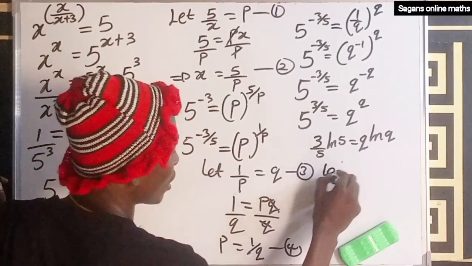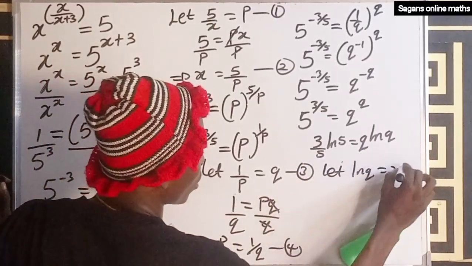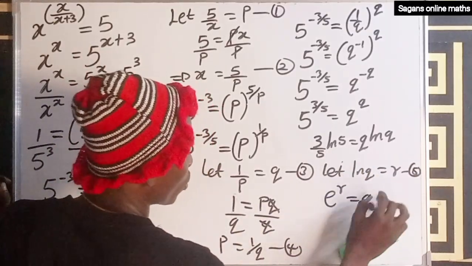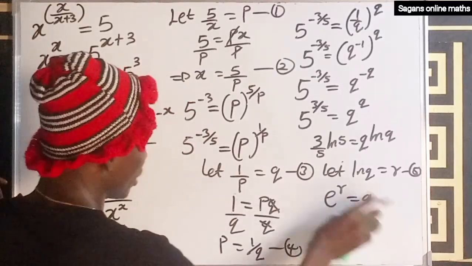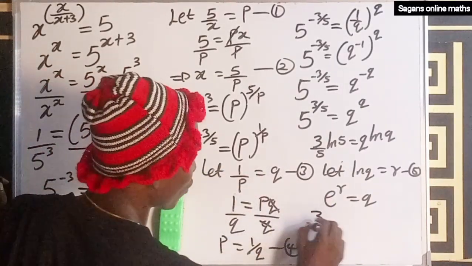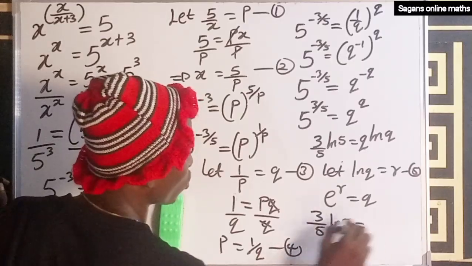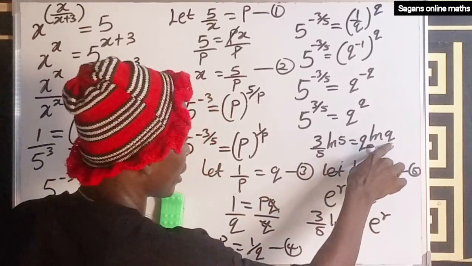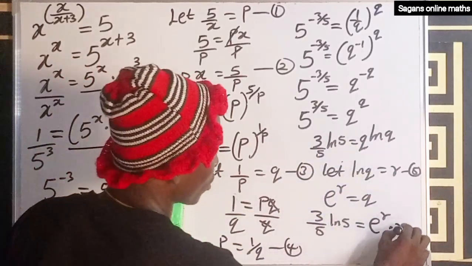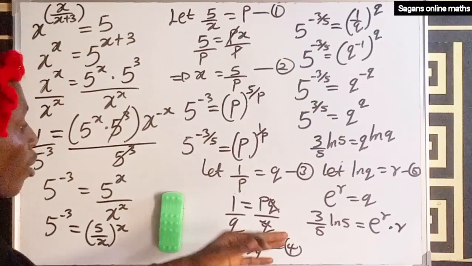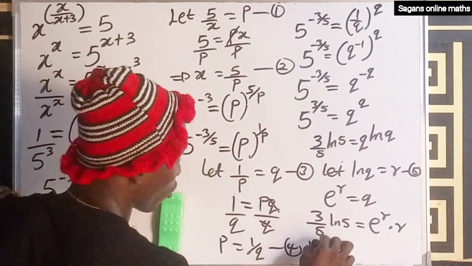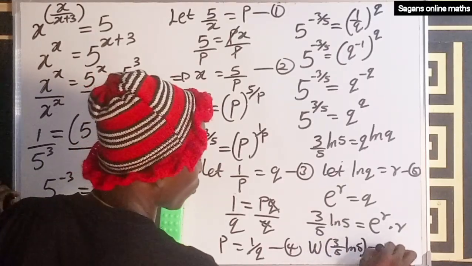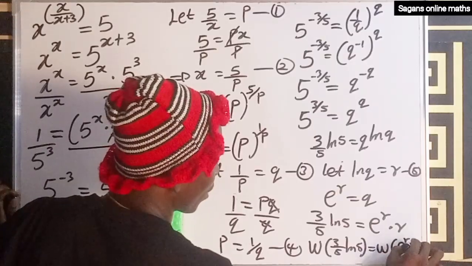So that means if I let ln q equal arrow, I can call this equation 5. So that means e raised to the power of arrow equals Q. Right? So I want to put this in this equation. So I want to add that 3 divided by 5 ln 5 equals, look at q. So q is e raised to the power of arrow, and ln q is arrow. So this is multiplied by arrow. Okay? So if I take the Lambert of both sides, the Lambert of 3 divided by 5 ln 5 equals the Lambert of the function of e raised to the power of arrow multiplied by arrow.